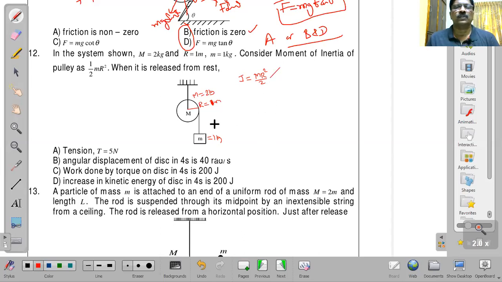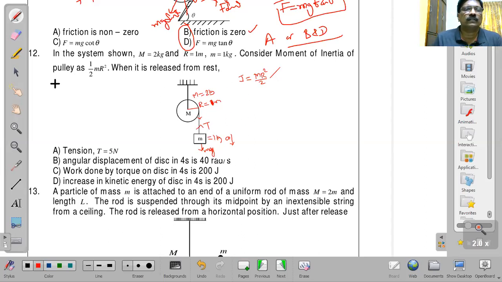So here you see the weight mg acts vertically downwards. At the same time, tension acts in the upward direction. The same tension acts on the pulley downwards. Now, whenever the block is released, the block comes down with a certain acceleration, say A. Definitely, it comes down with a certain acceleration as it is a frictionless pulley. Now, mg is greater than T, no?